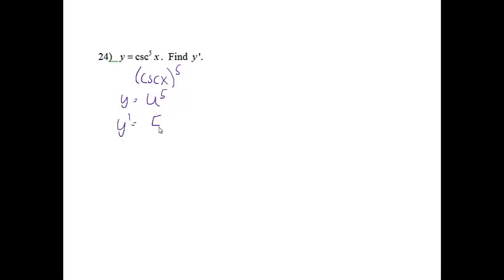If I take the derivative, that would give me 5u to the 4th times the derivative of the u, and the derivative of the u would be negative cosecant x cotangent x. Hopefully you know those formulas. Okay, my last step is just to sub in my u.